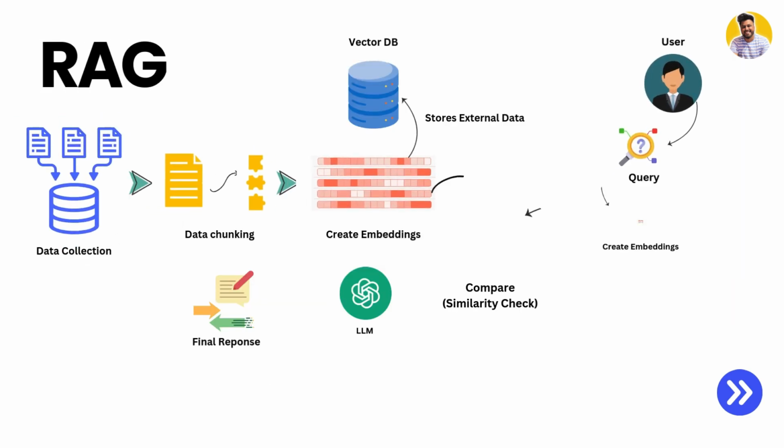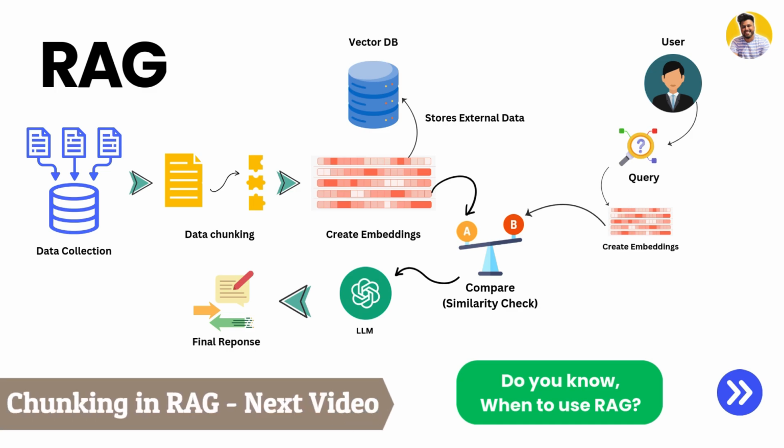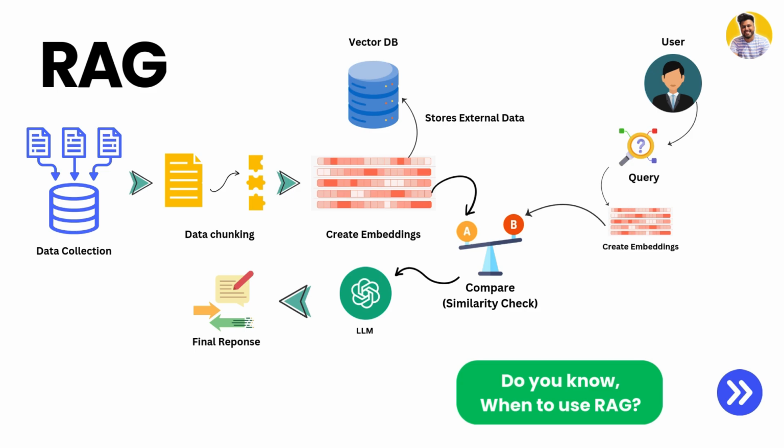Okay, so here you see the complete flow of how RAG works. The first part is the data collection layer. We collect the external data and then we chunk it. Chunking is the most crucial process, which we cover in our next video, and then we create the embeddings. After creating the embeddings, we store them in the vector DB. It can be any kind of DB like Chroma DB or Pinecone DB.